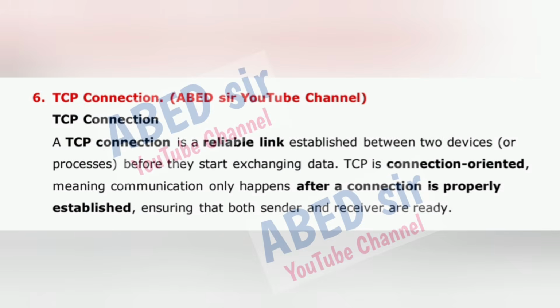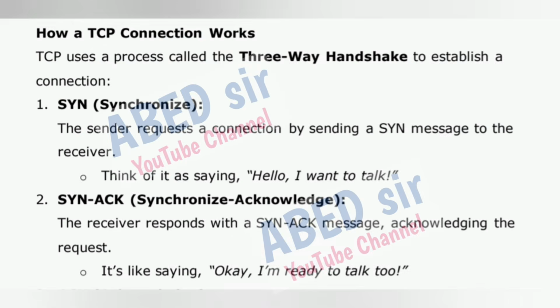Next important long question is 6. TCP connection. A TCP connection is a reliable link established between two devices or processes before they start exchanging data. TCP is connection-oriented, meaning communication only happens after a connection is properly established, ensuring that both sender and receiver are ready.